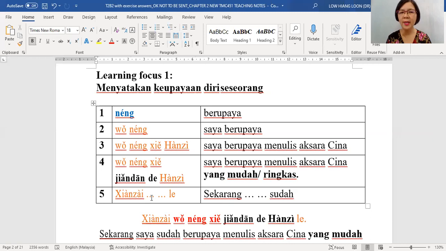Okay, follow 老师 one more time. Ready? 能. 能. 我能. 我能写汉字. And then you describe. It's a simple one. 我能写. Together. 简单的汉字. Okay, now you include the time.